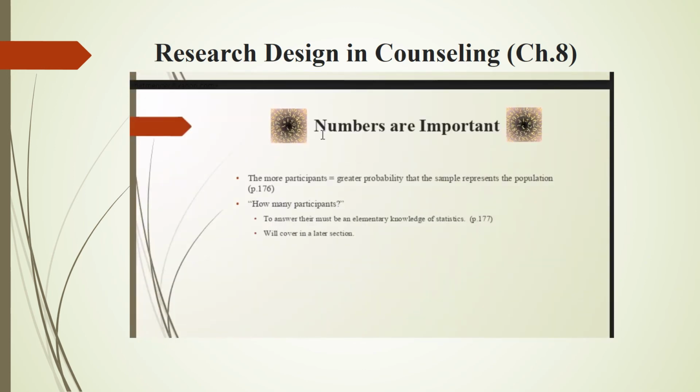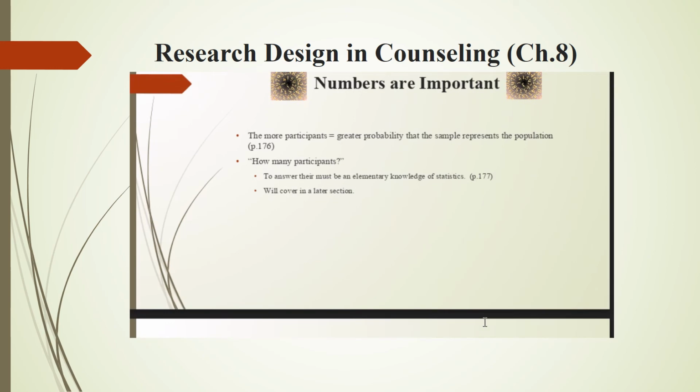Numbers are important. The more participants that we have equals a greater probability that the sample represents the population. You'll see this on page 176. So then a follow-up question to that is, well, how many participants do we need? On page 177, he says to answer that, there must be an elementary knowledge of statistics. And we'll get to that in a later portion here.